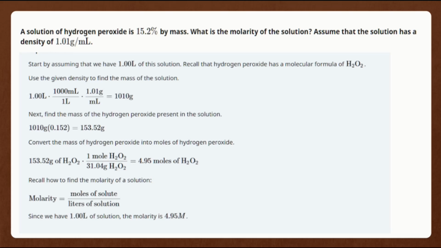Next, to find the mass of hydrogen peroxide present in the given solution, 1010 into 0.152 is equal to 153.52 grams. Converting the mass of hydrogen peroxide into moles of hydrogen peroxide, 153.52 grams of H2O2 into 1 mole H2O2 by 34.01 grams of H2O2, we get 4.95 moles of hydrogen peroxide. Molarity is equal to moles of solute by liters of solution. Since we have 1 liter of solution, the molarity is 4.95 molar.